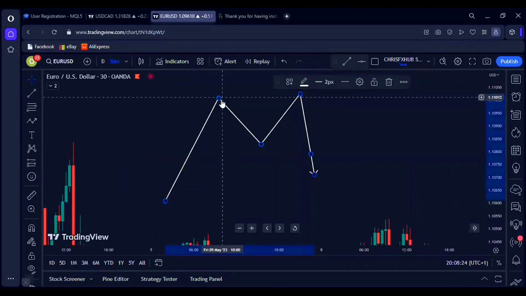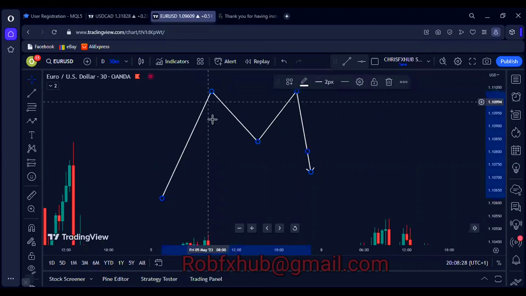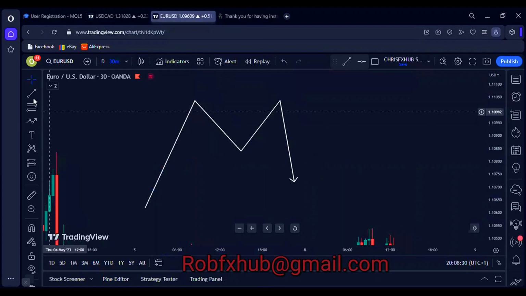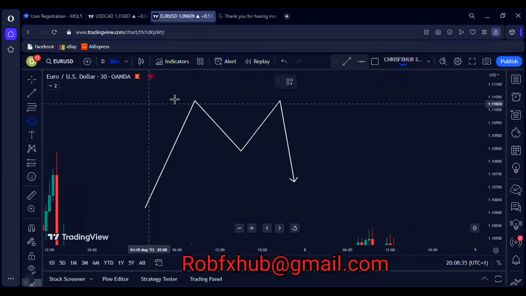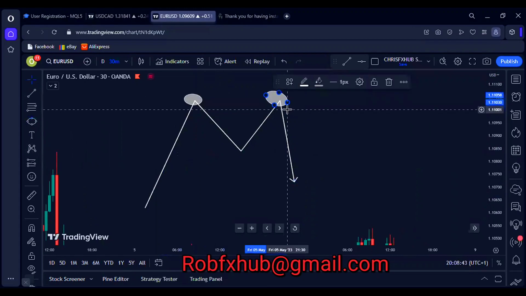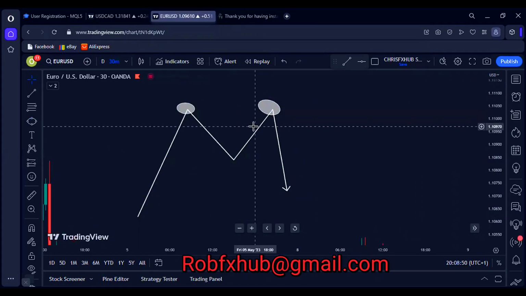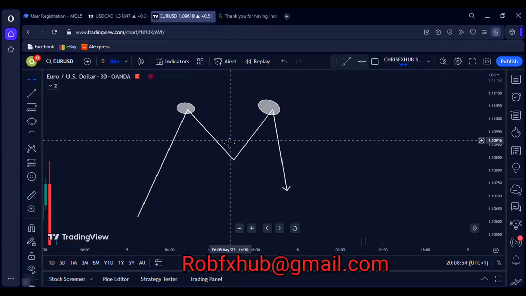Welcome, everyone. Today, briefly, we'll be looking at how to trade double top, how to trade double top effectively. Many times, when traders just see a double top, they just enter into the market and start selling. That is not the best.